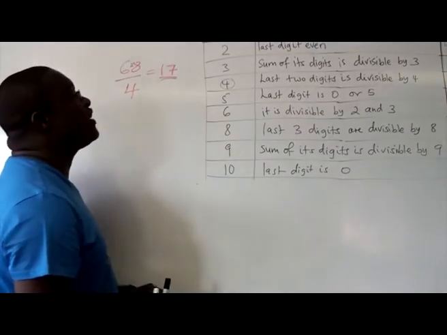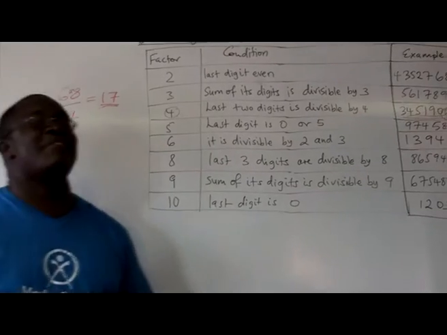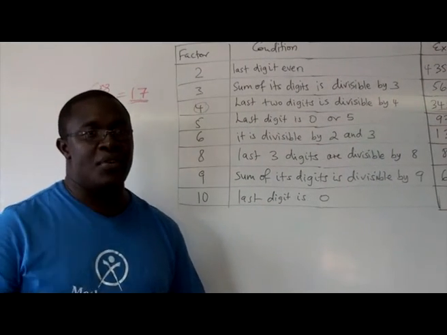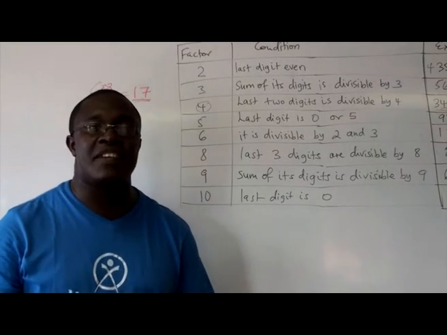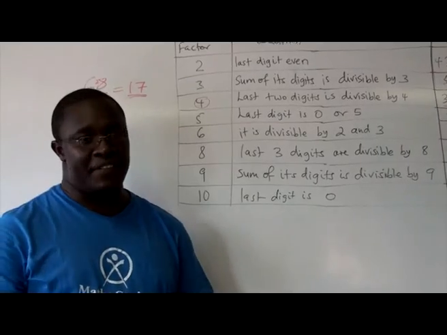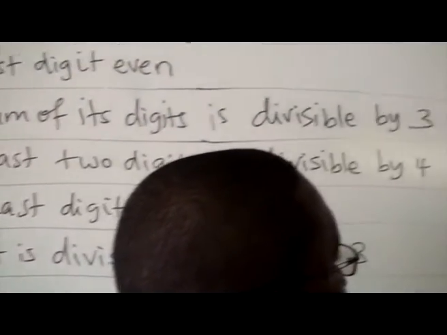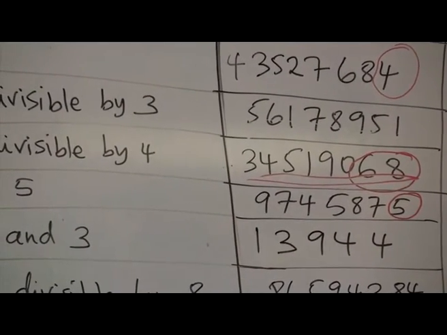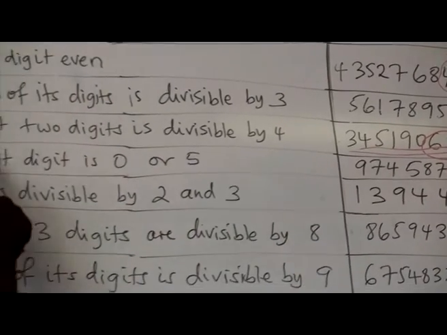Now moving on to the next one, which is 5. Now 5 is one of the easiest, because you know that if the last digit is 0 or 5, then that number is divisible by 5. Like in this case, the last digit is 5. You don't even have to think about it. You know that it's going to be divisible by 5 because of this rule.